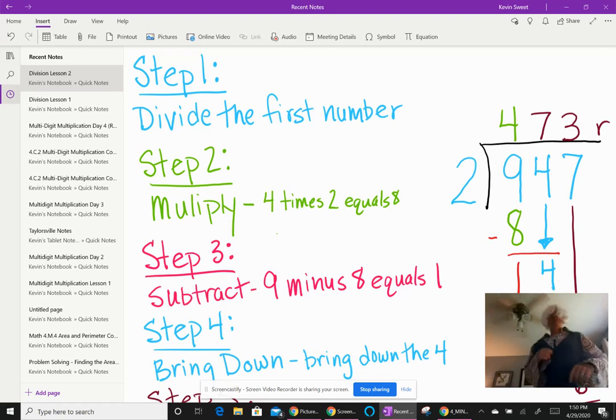Again, let's try it all together now. Everybody stand up. Give me some disco rolls. This time we're going to say disco, disco, disco. Divide, multiply, subtract, bring down, repeat. So now you're going to try it on your own. Let's go. Disco, disco, disco. Divide, multiply, subtract, bring down, repeat.